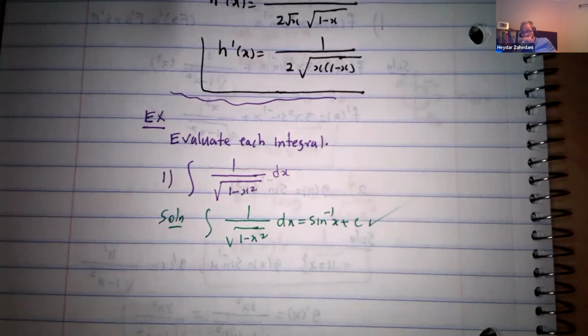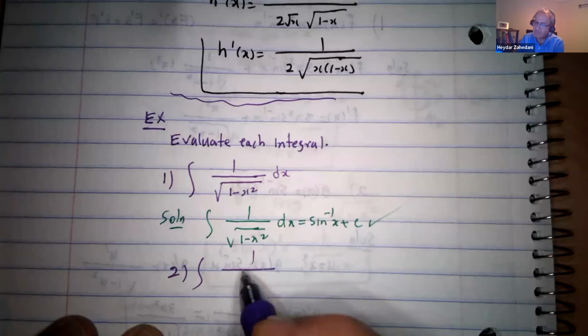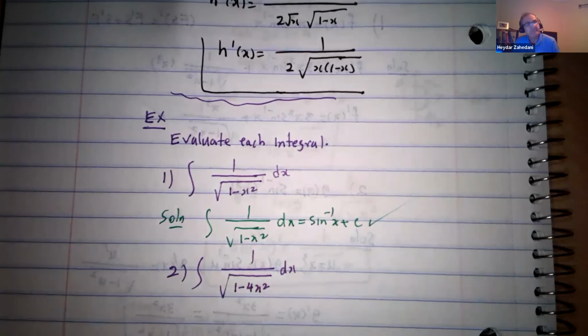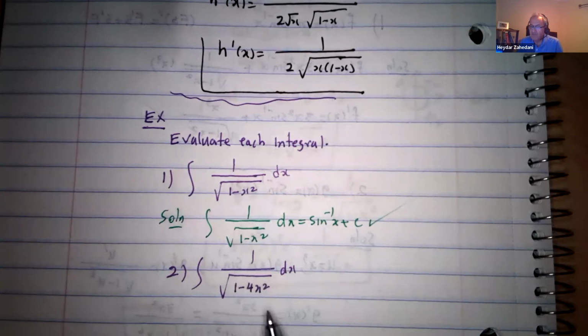So what's going to be the other option? The other option is like this one. You may have something like 1 over the square root of 1 minus 4x squared. You see? Your formula is just x squared, so you have 4x squared. When it's a 4x squared, it's like u squared. So you have to go through the chain rule type of this formula. This is how we handle it.